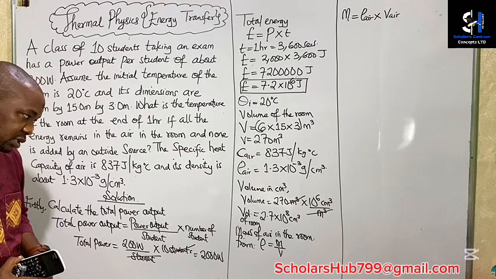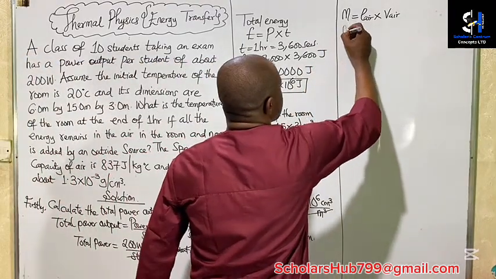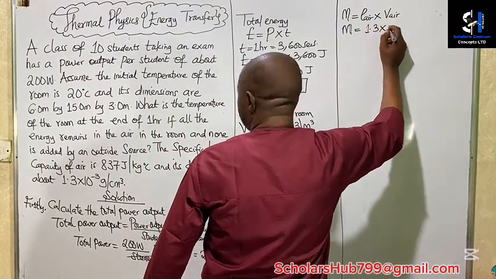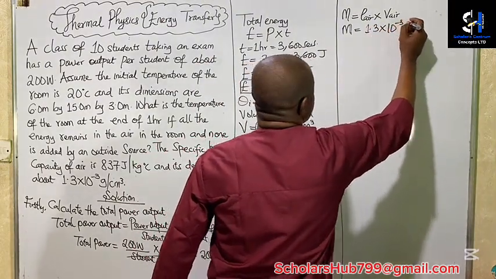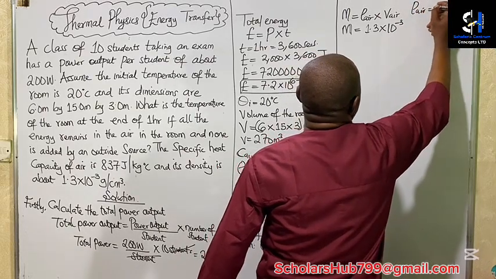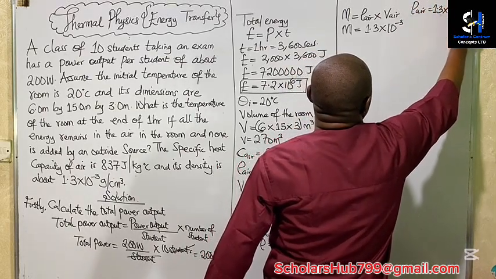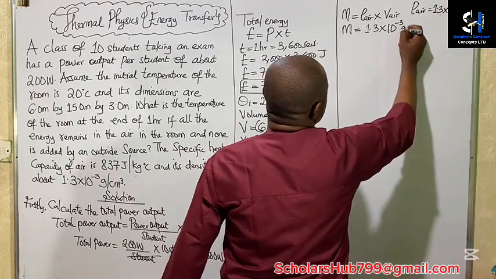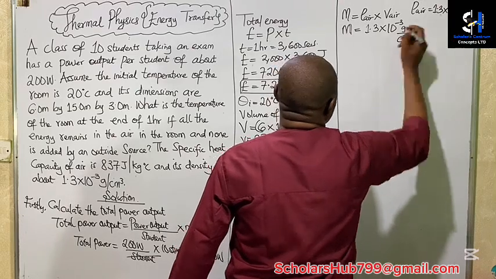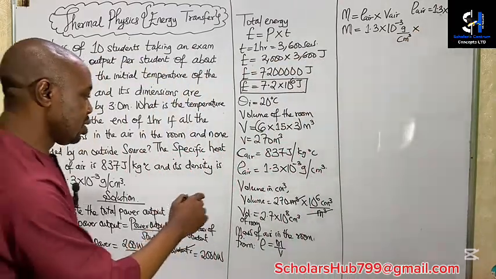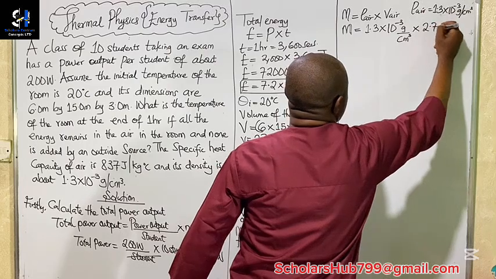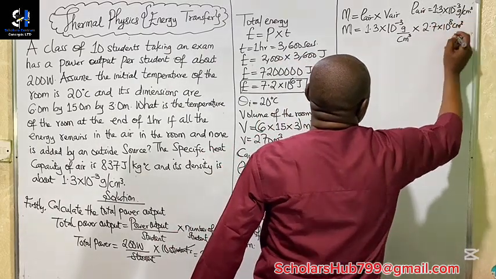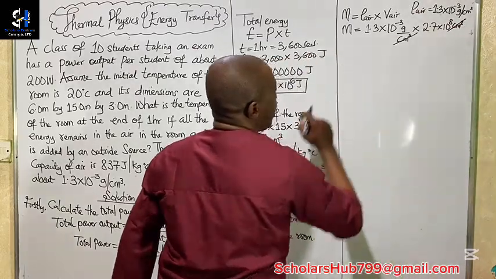Yes. So the mass of air will now be 1.3 multiplied by 10 raised to the power of negative 3, remember the density of air is given to be 1.3 times 10 raised to the power of negative 3 gram per cubic centimeters. So we have this in gram per cubic centimeters, then we multiply by the volume in cubic centimeters, which is 2.7 times 10 raised to the power of 8 cubic centimeters. So this cancels out. So now we have the mass in what?